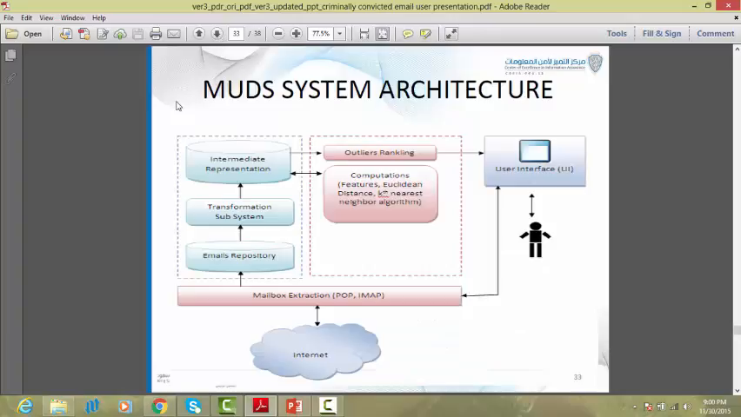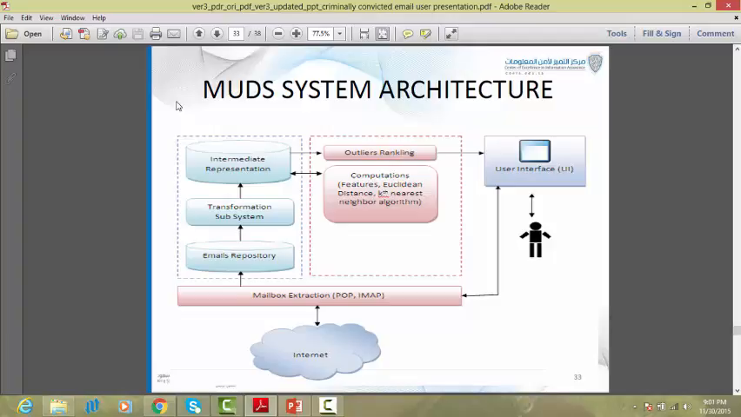Okay, so here is the MERS system architecture. Let me start with this one. Yes, MERS stands for malicious user detection system.